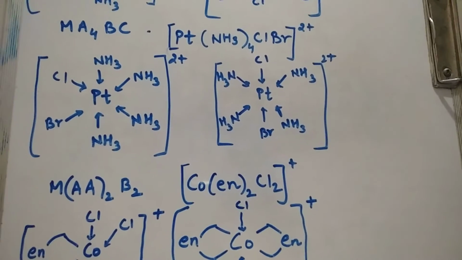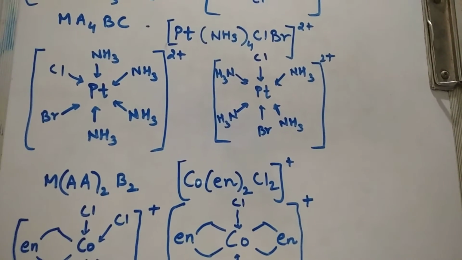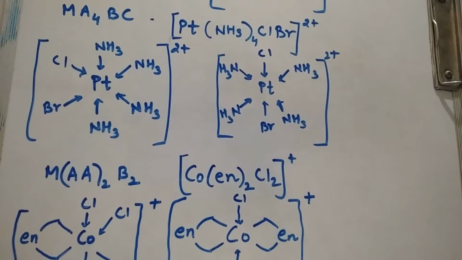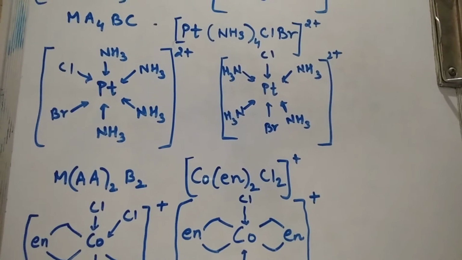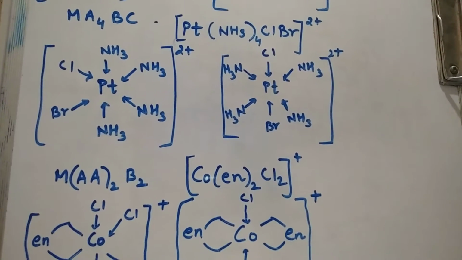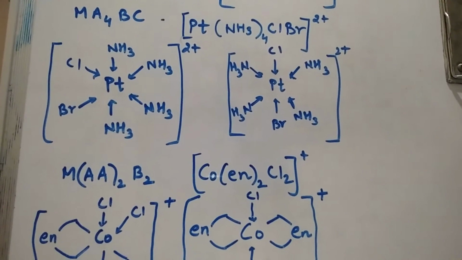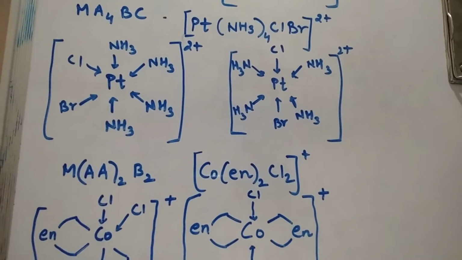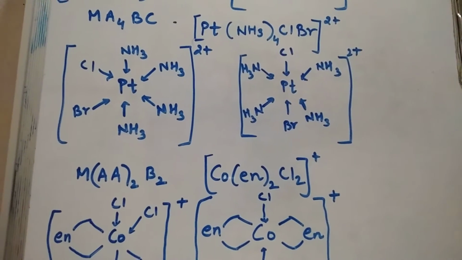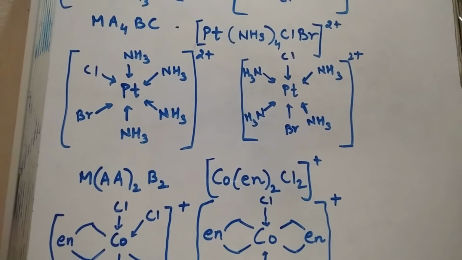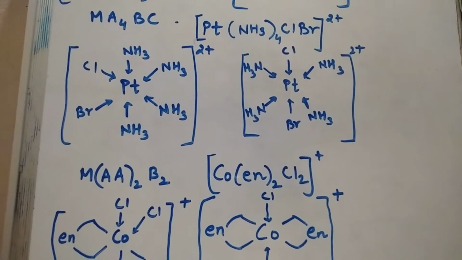Now we'll see an example: Pt(NH3)4ClBr. So A is NH3 here, B is Cl and C is Br. And the charge on the complex is 2 plus. Now let's see the structure. In the first case, platinum is the central metal ion, of course, and the 2 different ligands Cl and Br are present on the same side of platinum. On the left side of platinum both Cl and Br are present, and the remaining 4 places are taken by NH3. So the first type of isomer becomes a cis type of isomer. I have not written cis, but it is cis.